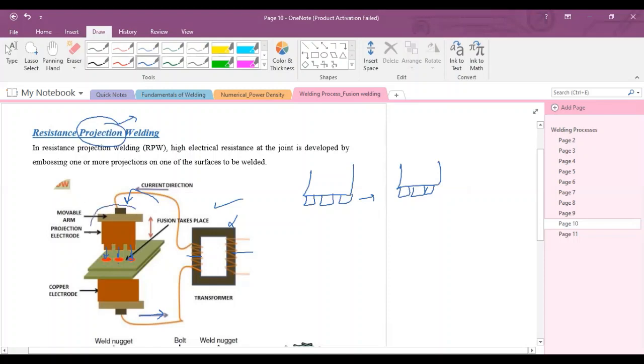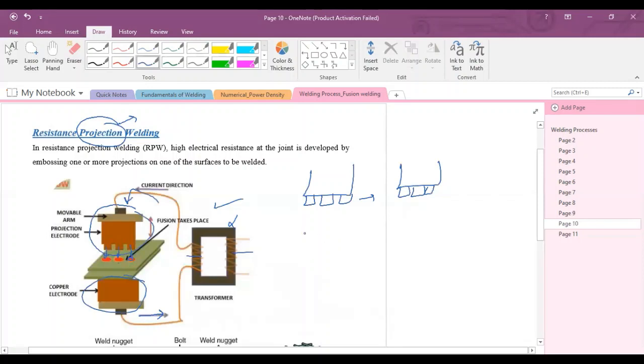This is a movable electrode, and this is a fixed electrode. Base metals are placed over the surface of the fixed electrode. For precision welding, spot welding equipment can be used, but we have to remove the stick shaped cylindrical electrodes and replace them with projection type electrodes. You can use the same rocker arm machine for this projection welding, but you have to replace the electrodes with the projection electrodes.